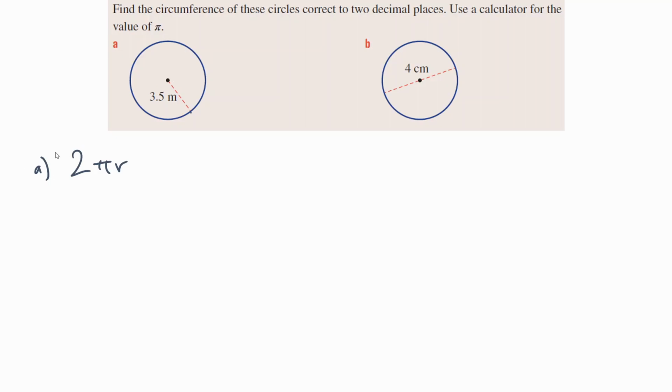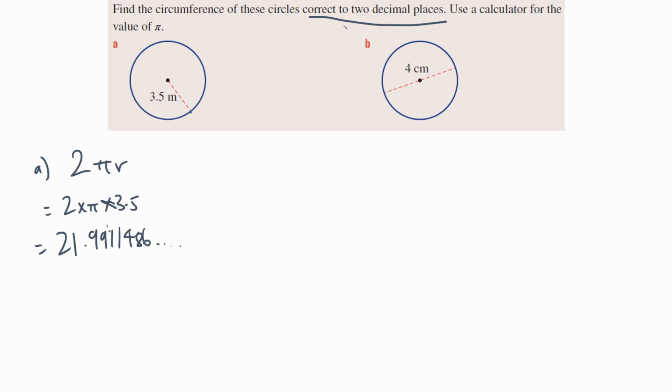Now if we substitute radius in, radius is 3.5, so that will give me 2 times pi times 3.5. And now I'm going to put that into our calculator using the button pi, and that will give you a value of 21.9911486 and so on. And it says round to 2 decimal places, correct to 2 decimal places. So I only want up to here.